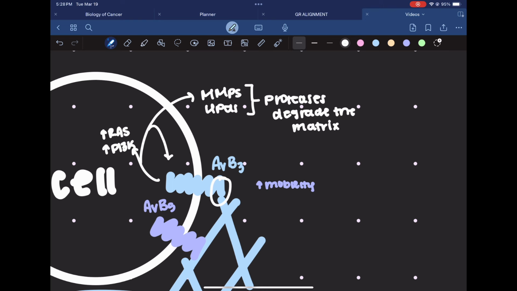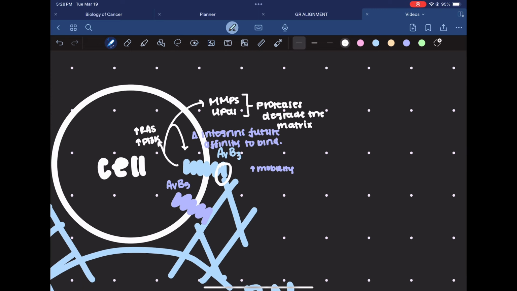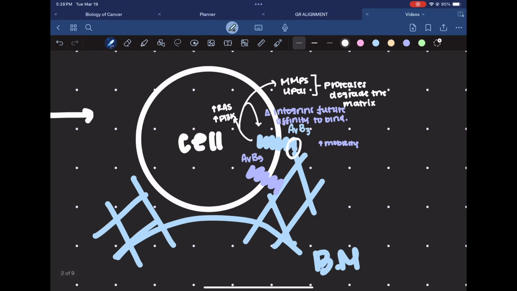Lastly, I drew an arrow pointing back to the integrin, because what we're going to see is that when we bind integrins, it's going to change the integrin's future affinity for binding to matrix components. So every time that we bind to a matrix component, like I have right here, we're going to see that our integrins change in terms of their affinity to bind in the future. So those are the three changes that are taking place in this case.